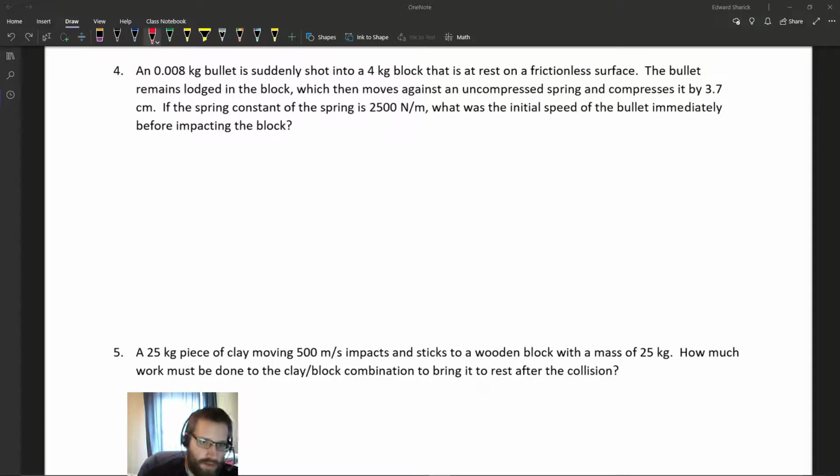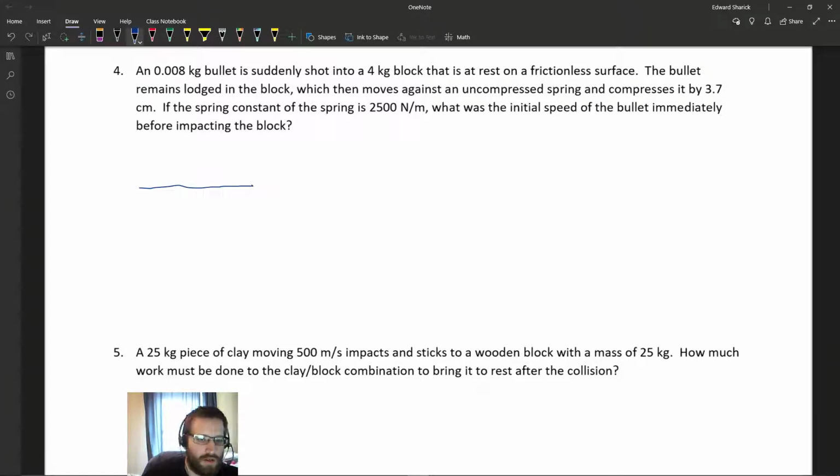So on problem number 4 here, let's go ahead and just read it and see what's happening. So it says an 8-gram bullet, 0.008 kilogram bullet, is suddenly shot into a 4-kilogram block that is at rest on a frictionless surface. The bullet remains lodged in the block, which then moves against an uncompressed spring and compresses it by 3.7 centimeters. If the spring constant of the spring is 2,500 newtons per meter, what was the initial speed of the bullet immediately before impacting the block? So hopefully, you have an idea of what the 3 stages of the picture would be. That's how I like to break down these problems.